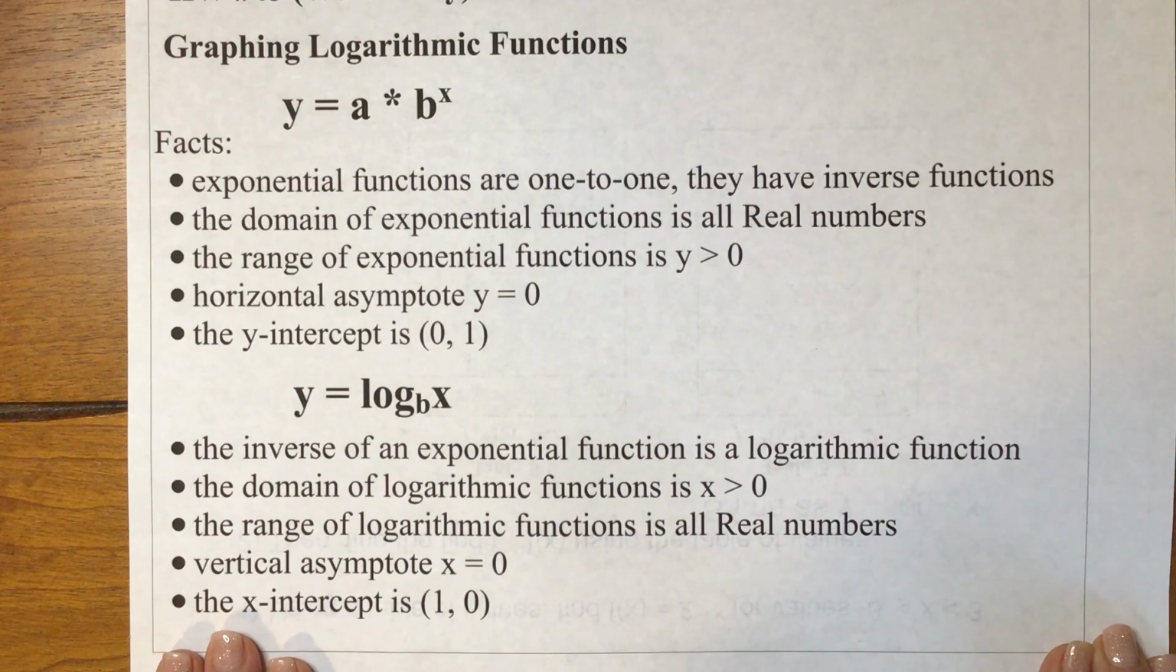The domain of the logarithmic functions, now remember, domain and range switch for inverse. So if we had a domain of all real numbers and a range of y is greater than 0, now we have a domain of x is greater than 0, and the range of logarithmic functions is all real numbers. If we had a horizontal asymptote before, now we have a vertical asymptote of x equals 0, which is the y-axis. And instead of having a y-intercept, we have an x-intercept at (1, 0).